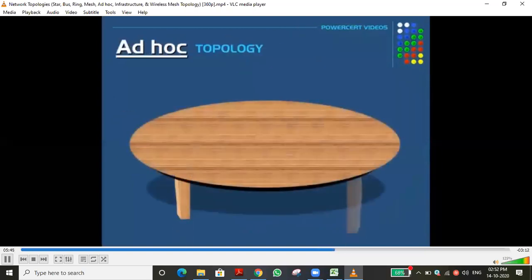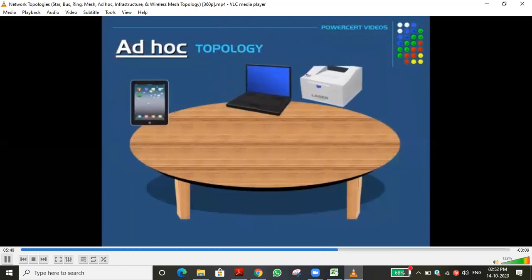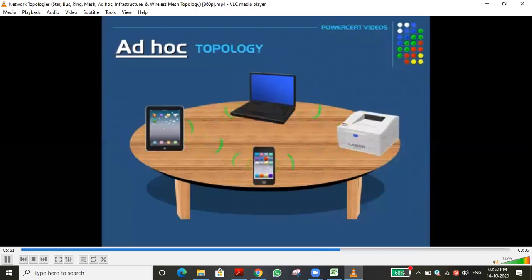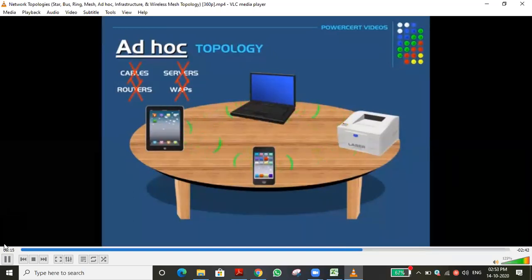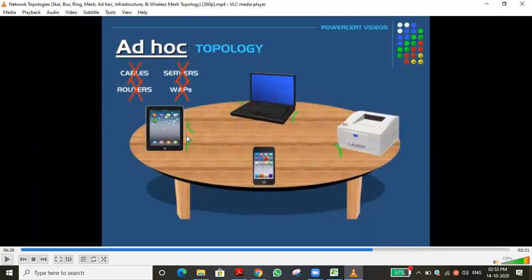And the next wireless topology is ad hoc. Ad hoc is a very simple wireless topology, and it's simple because it doesn't rely on any infrastructure, such as cables, routers, servers, or wireless access points. All the devices in an ad hoc network wirelessly connect to other devices in a simple peer-to-peer network. They directly connect to each other without using a centralized device, such as a Wi-Fi router or access point. And because they directly access each other without a server or router in between, each device is responsible for its own security and permissions.